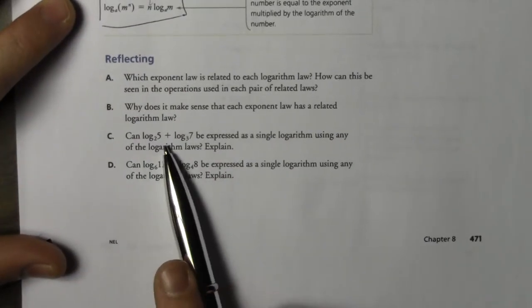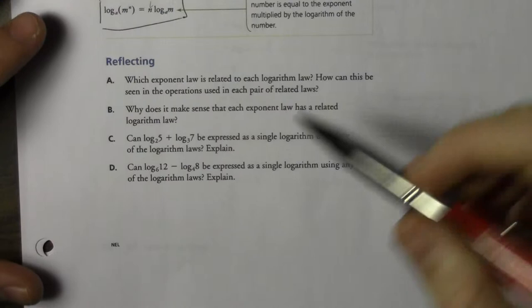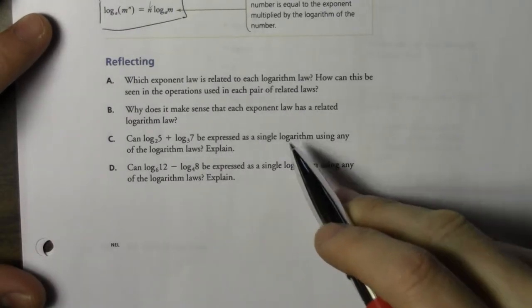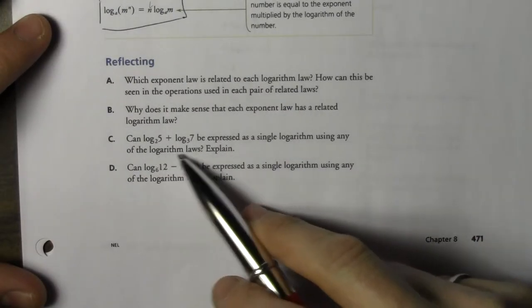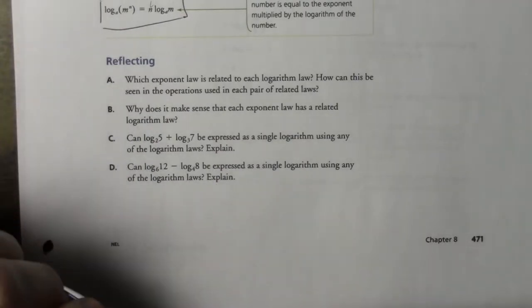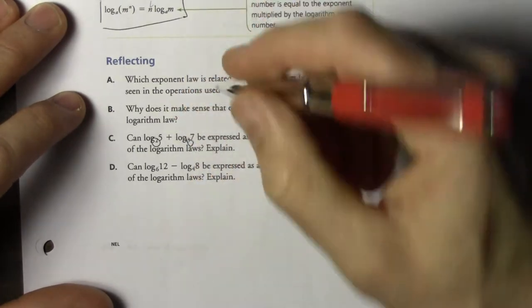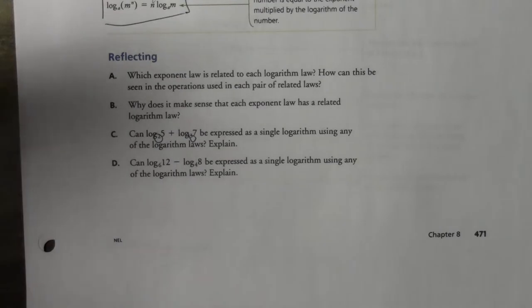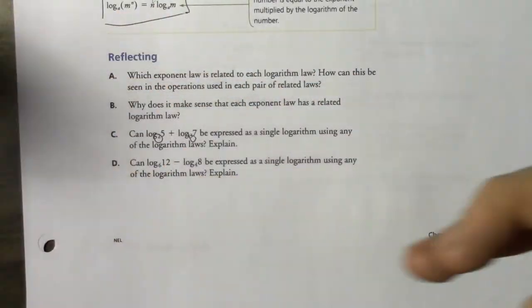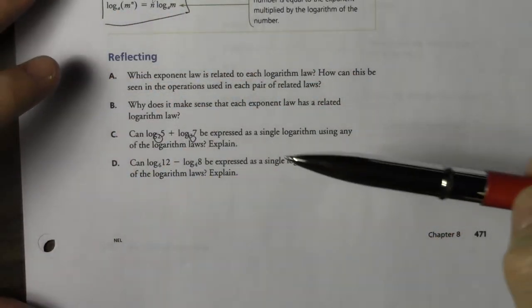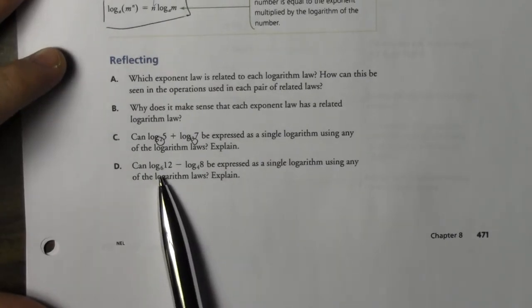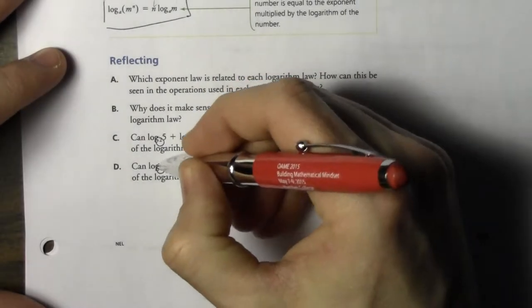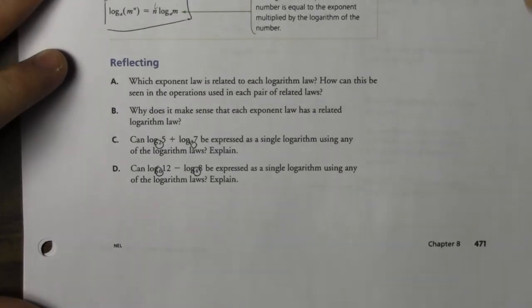Finally, the last two questions. It says, can log base 2 of 5 plus log base 3 of 7 be expressed as a single logarithm using any of the logarithm laws? Why not? Right. Okay, so I mentioned it earlier. If these bases are not the same, you can't use any of these laws. Okay, you can't use them to combine terms, you can't use them to separate terms. Finally, the last question is the same. Again, base 6 and base 4, can they be used? No, they can't. Okay?